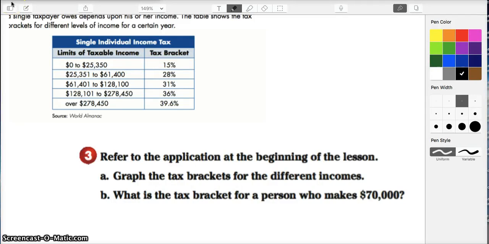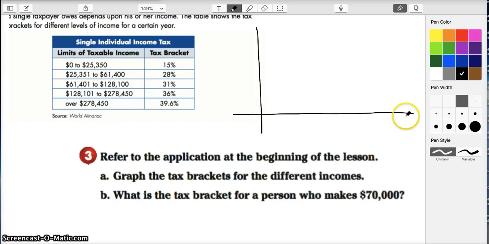Pre-calculus friends, we're in section 1.7 and we're taking another look at problem number 3 that referred to the example at the beginning of the chapter. So we're looking at this information. We want to graph the tax bracket for different incomes. And we said this has a piecewise function kind of vibe, right? It does, because we're looking at different domains for each part of the function. So we have a specific tax bracket for a different interval of taxable income.